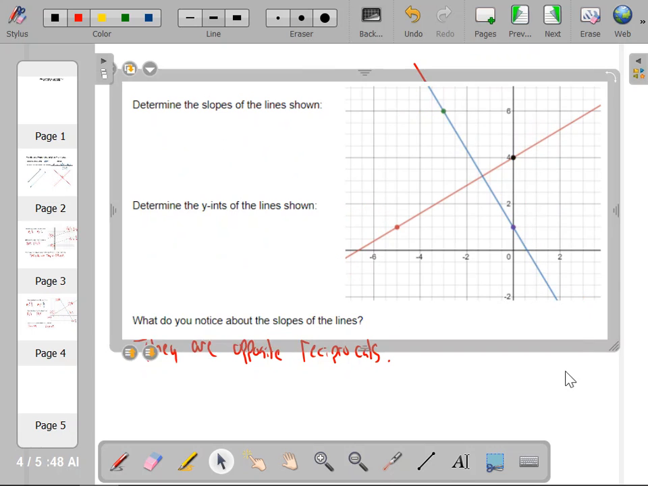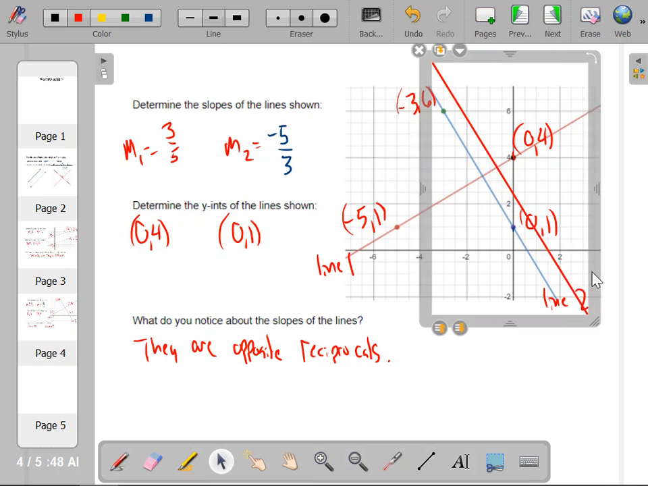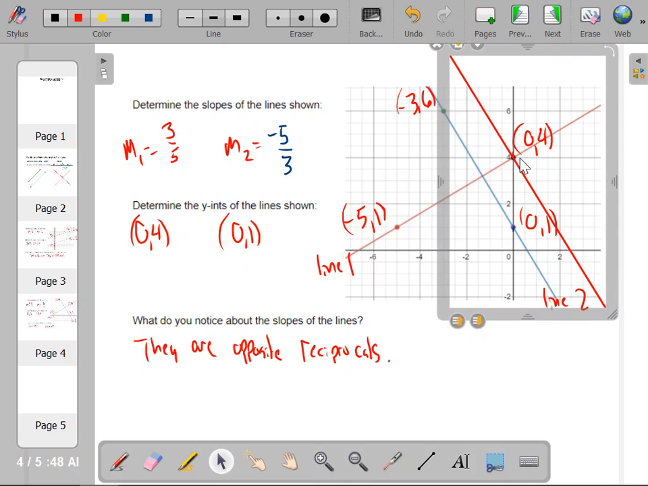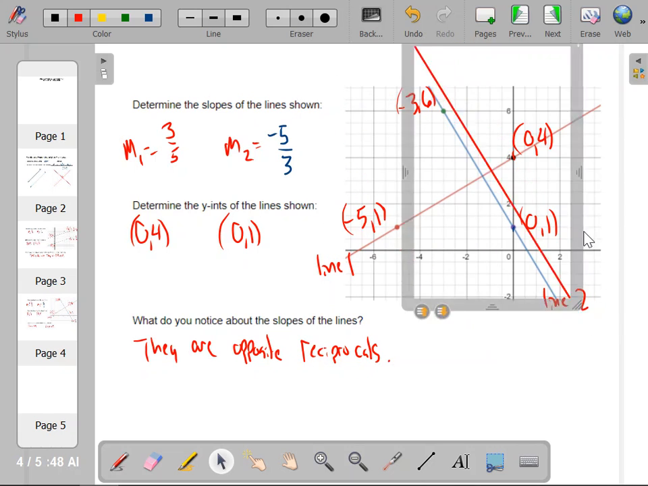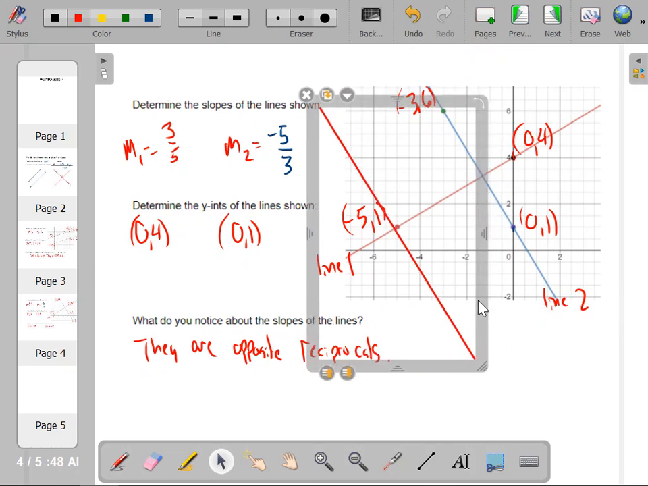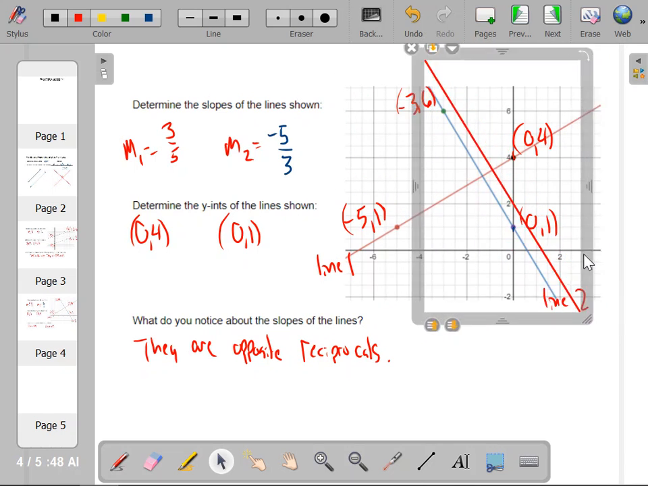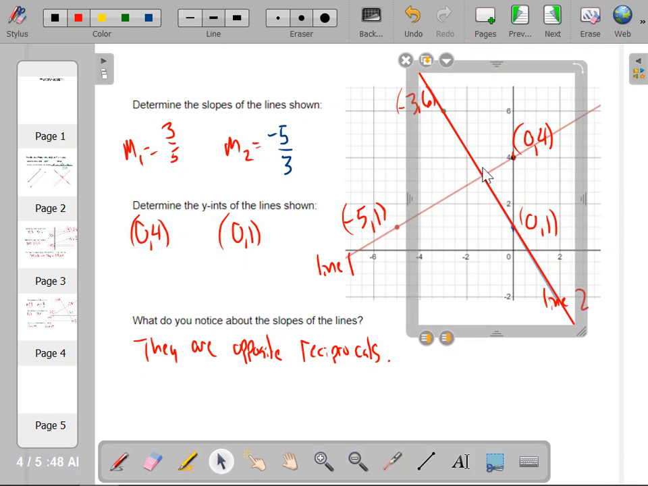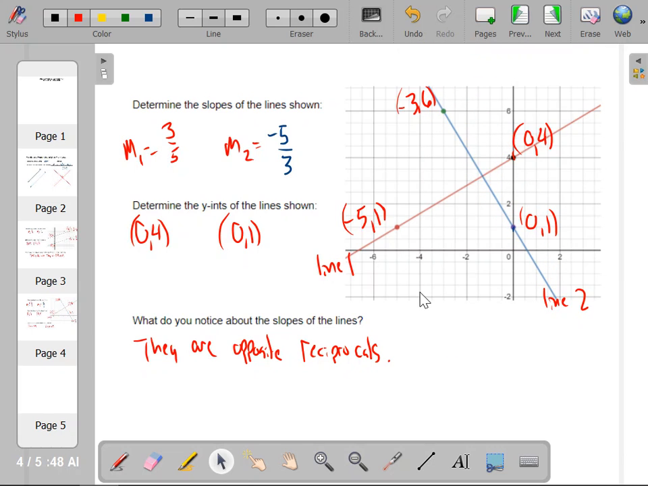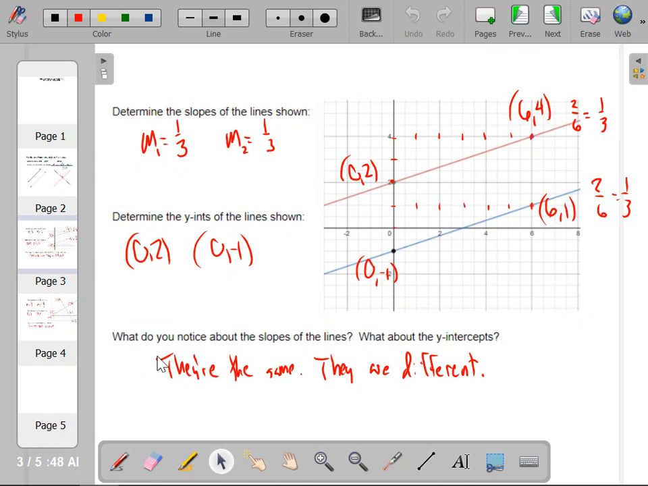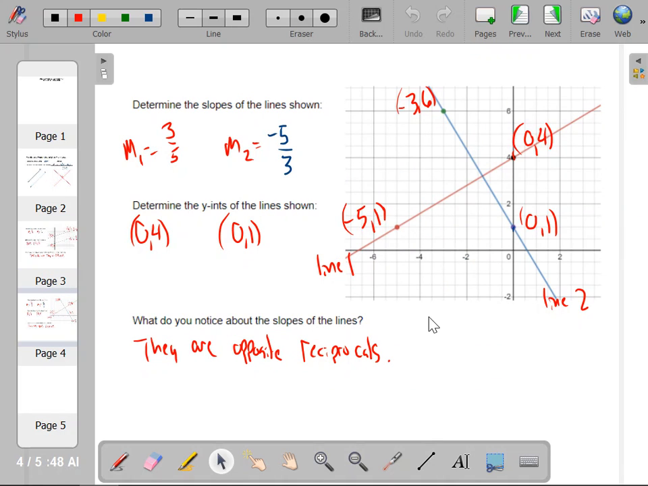If I can move this, let's see if I can get it. There you go. I can move this along and look. Now they have the same y-intercept, but they're still perpendicular lines. They still have opposite reciprocal slopes. So the y-intercept really doesn't matter when you're talking about perpendicular lines. It can be anywhere. They can be the same, they can be different. All that does matter is that they have opposite reciprocal slopes. So the two main ideas here are: parallel lines have the same slope and different y-intercepts, and perpendicular lines have opposite reciprocal slopes and the y-intercepts don't matter.